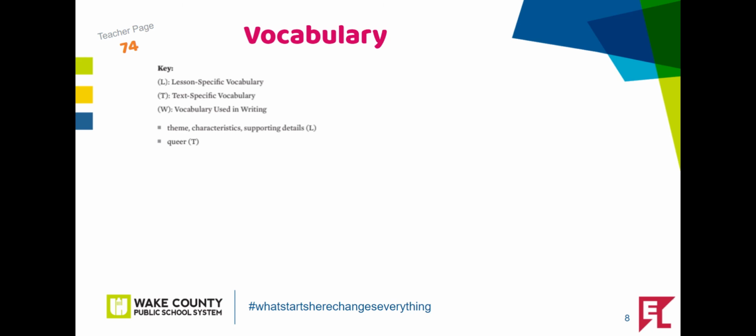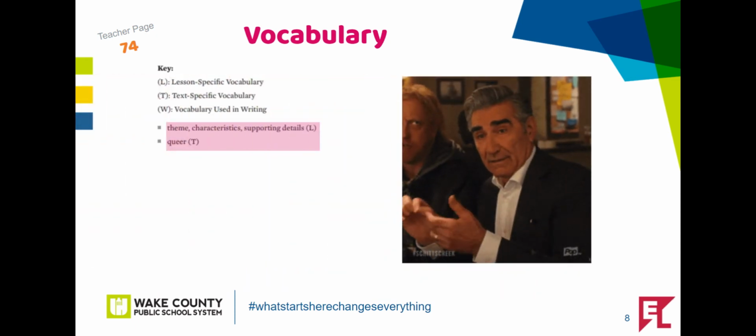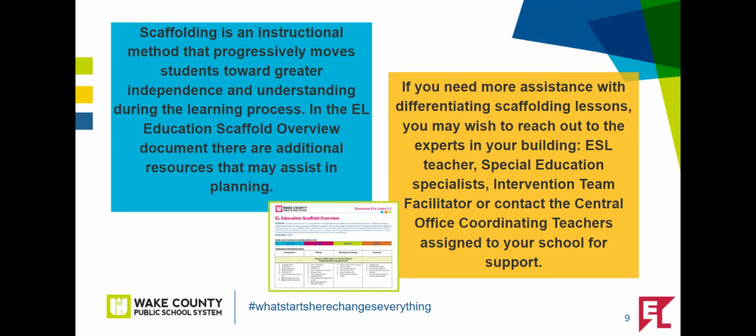The more vocabulary students are exposed to during learning, the more likely it is that the student will become a better reader. EL lessons point out academic and domain-specific vocabulary that is taught in each lesson. These words should be recorded on the class word wall by the students for the students to refer to throughout the module. Scaffolding is an instructional method that progressively moves towards greater independence and understanding during the learning process. Refer to the EL Education Scaffold Overview for grades 2 through 5 for additional resources that may provide further support when planning and implementing instruction.